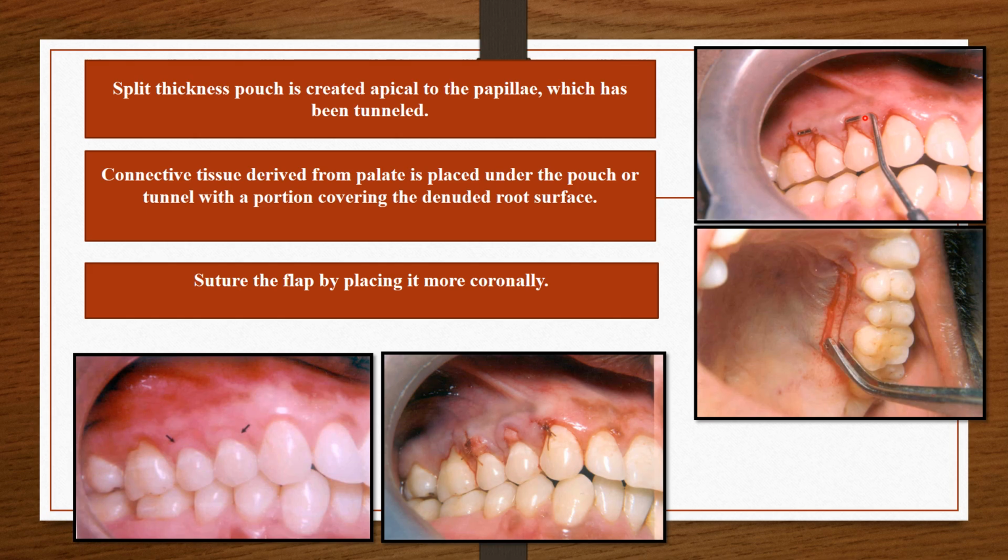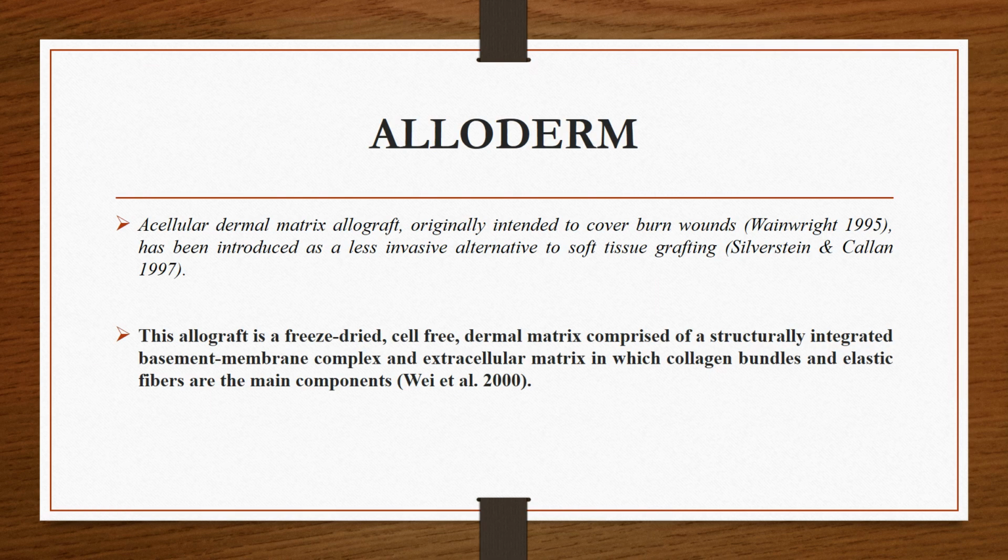With a portion covering the denuded surface, then we suture the flap by placing it more coronally. You can see that this is the connective tissue we are placing inside, then we are pulling down and suturing it. So this is the post-operative view. So this method you can use. Alloderm also can be placed for this soft tissue grafting for this pouch and tunnel.